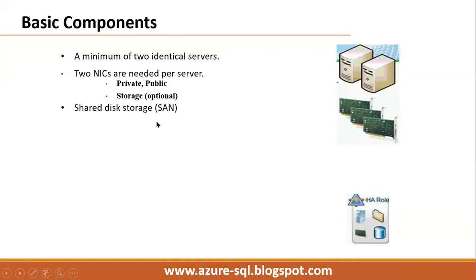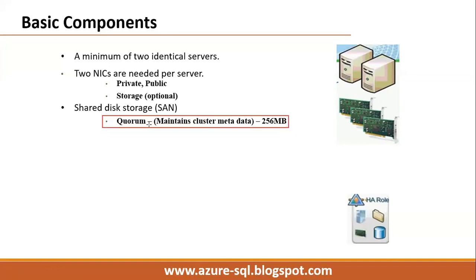Then shared disk storage is required, a SAN is required. Why? Because, as we have seen, all our database files along with backups plus error logs are there in the shared disk. Once again, remember, in the SAN, how many drives are required? One drive is required, which will work as a quorum drive. This quorum drive maintains cluster metadata.